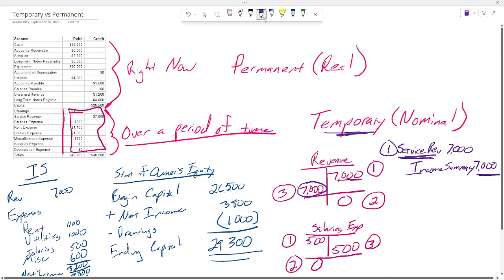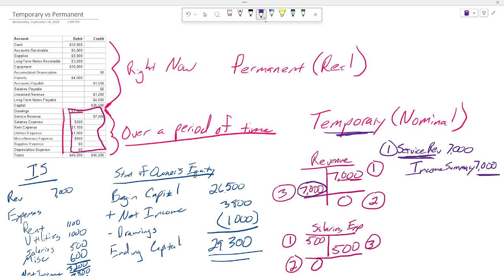All right, so once I have all of my revenue in income summary, I'm going to move on to the expenses. Right now I have salaries, rent, utilities, and miscellaneous. They are all debit balances, so I need to credit all of them to reset them to zero. So let's just go rent expense. I'm just going to go down the income statement here. Rent expense, credit that $1,100.